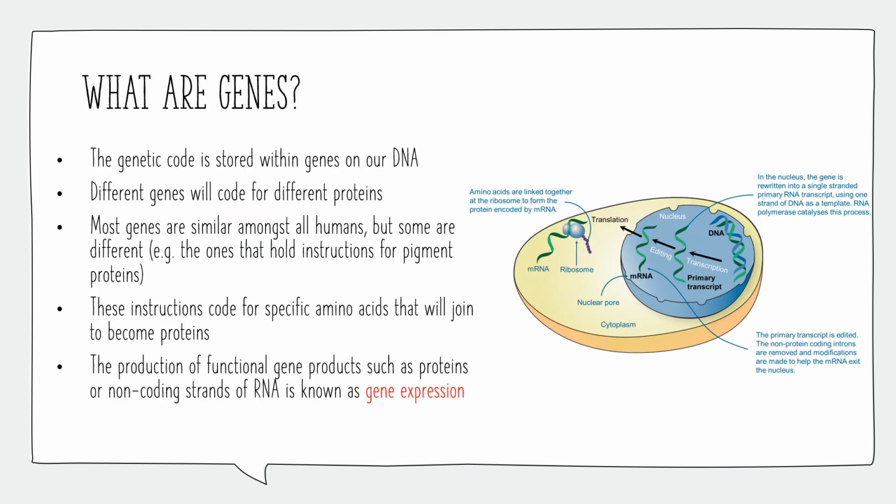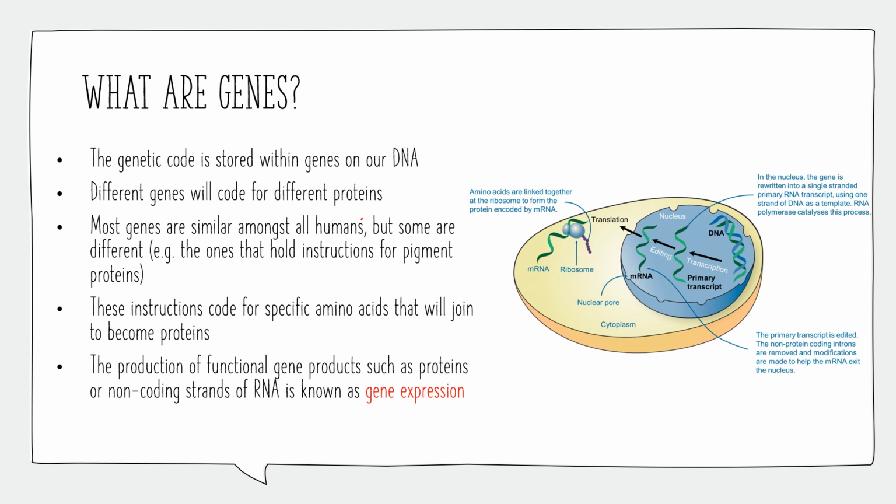So before we start, what are genes? Okay, let's just do a quick recap of what a gene is, because that is what's going to be turned into our protein. So a gene is just a genetic code that is stored within our DNA that will code for a protein. Okay, so genes are what codes for proteins. Most genes are similar amongst humans, but some are different, okay, and that's what makes all of our different characteristics, like the pigment of our eyes, etc.